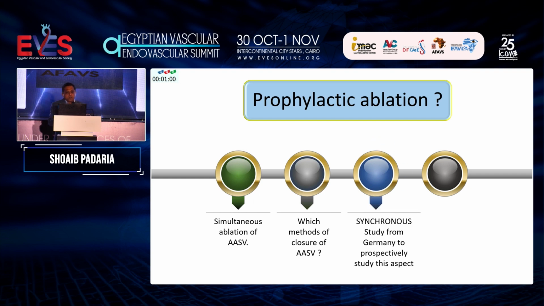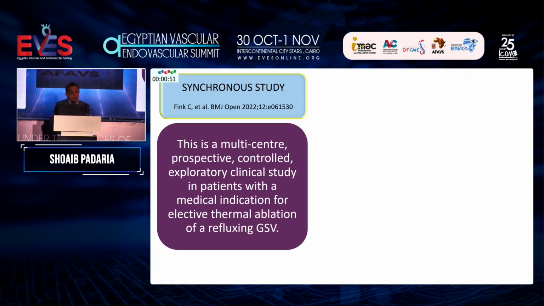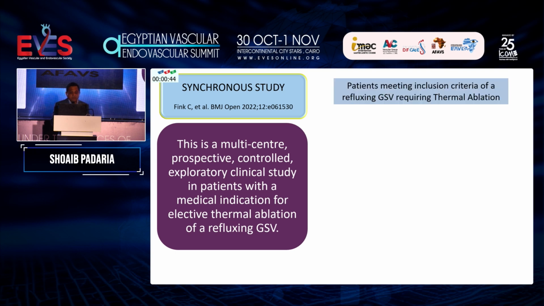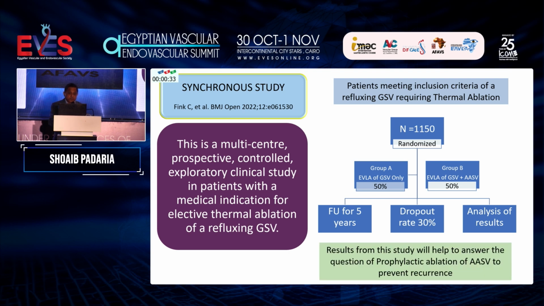So now we have something called the Synchronous study from Germany, which is prospectively studying this aspect. This is from the Department of Dermatology, University of Heidelberg. It's a multi-center, prospective, controlled clinical study for elective thermal ablation of a refluxing GSV. They randomize patients into those who will only have the GSV ablated, and those who will have the GSV and a non-refluxing ASV ablated, and follow them up to 5 years. Then we'll see at the end of 5 years what the results are, whether we can prophylactically close the ASV.